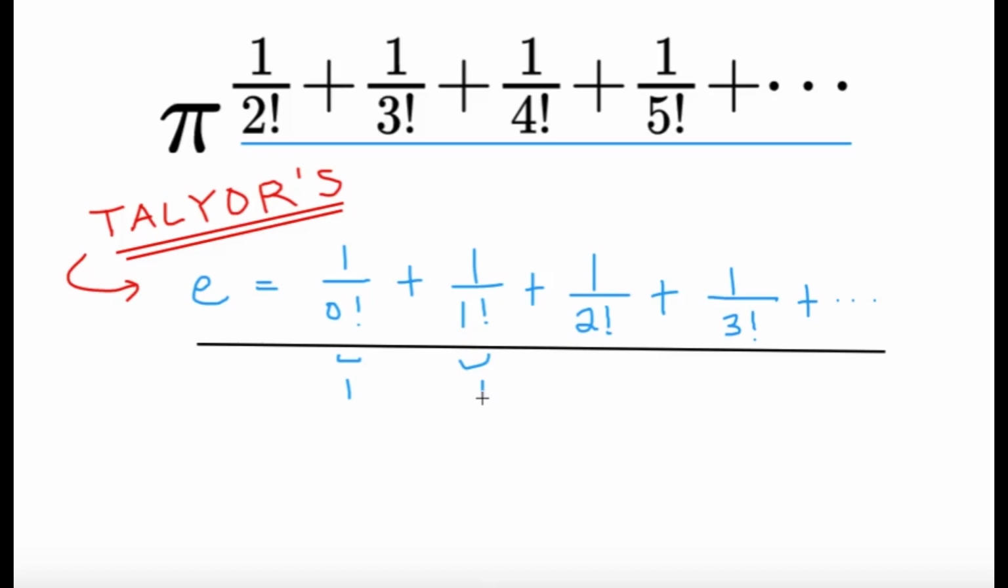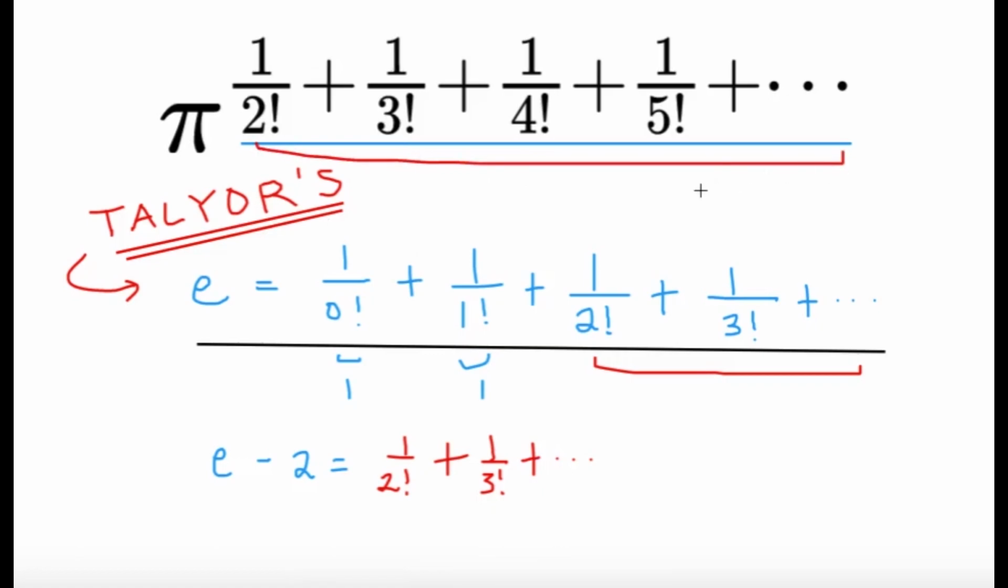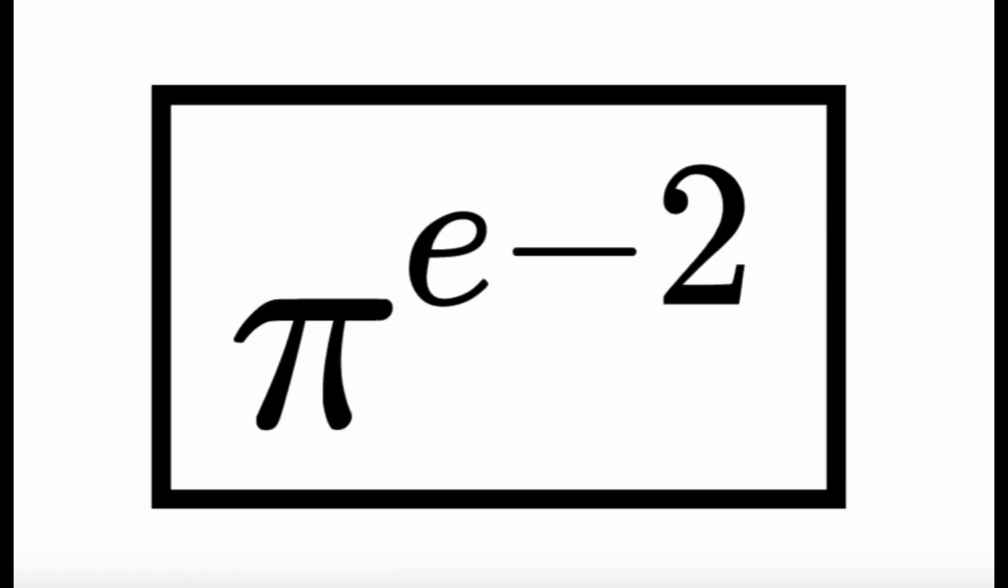Now, what's nice about this is that 1/0 factorial and 1/1 factorial are both 1s. So technically, I can write e minus 2, and that will be equal to this part. It's very nice because this part is 1/2 factorial plus 1/3 factorial, and so on. And it's literally the exponent of the pi that we have here. So to simplify our answer, it's simply pi raised to e minus 2. And this will be our final answer.